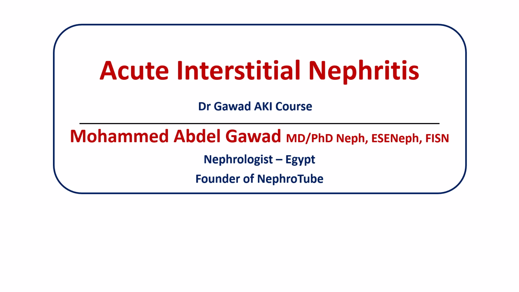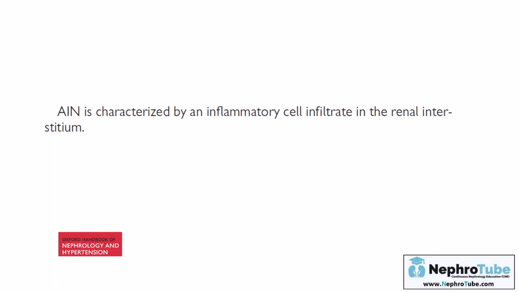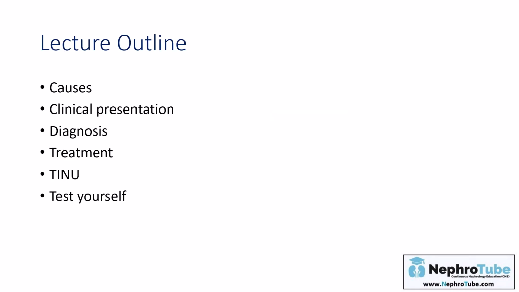In this lecture, I will talk in detail about acute interstitial nephritis. As we know generally, acute interstitial nephritis is characterized by an inflammatory cell infiltrate in the renal interstitium. As I will show you later, the interstitium will be infiltrated by lymphocytes, monocytes, and maybe eosinophils.